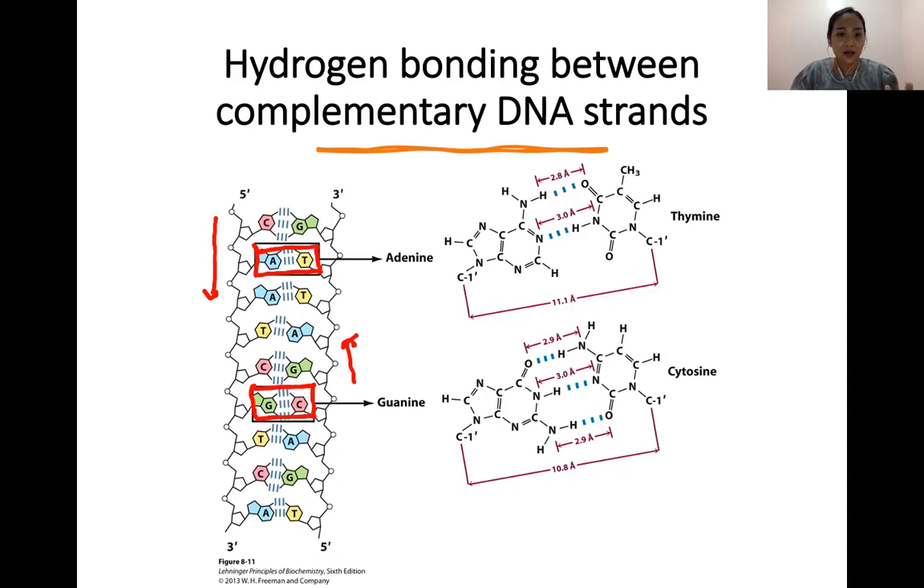Okay? These hydrogen bonds between the nitrogenous bases are the ones responsible for holding the 2 strands together, and this contributes to the stability of the DNA along with other forces of interaction between the stacked base pairs.